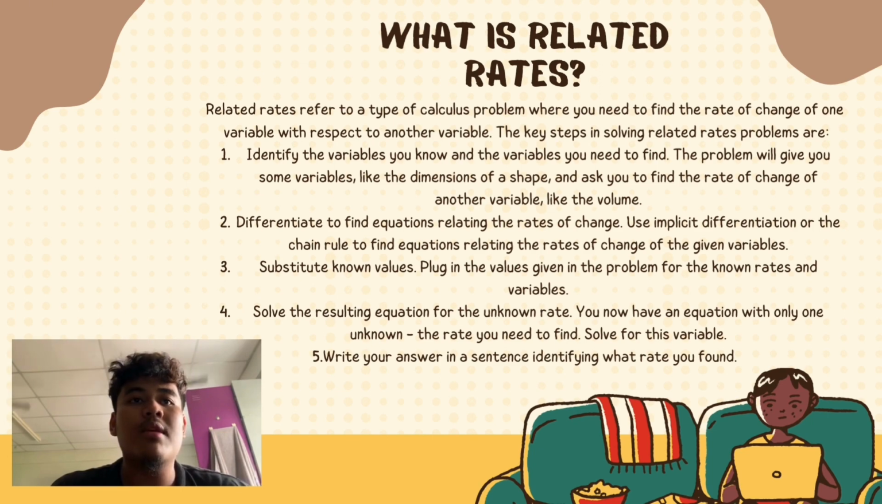Second step, differentiate to find an equation relating the rates of change. Use implicit differentiation or the chain rule to find an equation relating the rates of change of the given variables. Third step, substitute known values. Plug in the values given in the problem for the known rates and variables. Fourth step, solve the resulting equation for the unknown rate. You now have an equation with only one unknown, the rate you need to find. Solve for the variable. And the last step, write your answer in a sentence, identifying what rate you found.